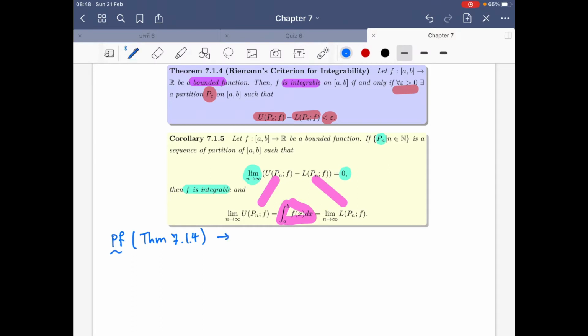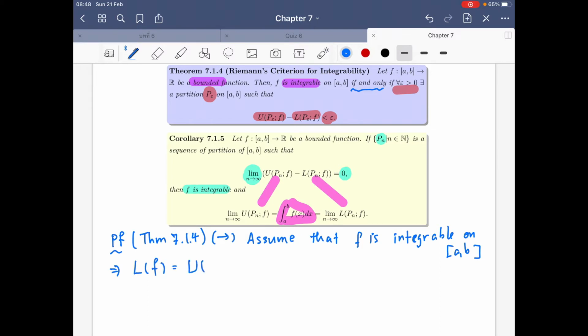Because it is an if and only if statement, let us do p implies q first. For this one we are going to assume that f is integrable over the interval from a to b. So it means that the lower integration and the upper integration are the same. This one just comes from the definition. So we are going to prove this statement with the for all.